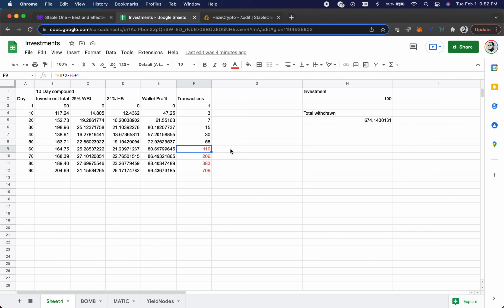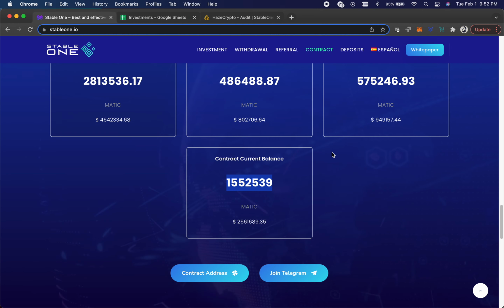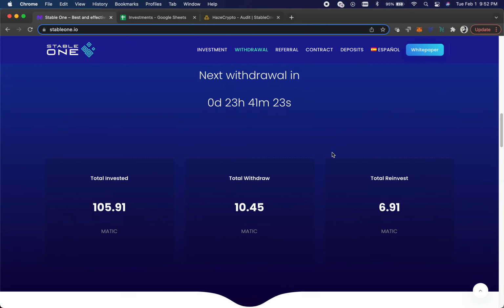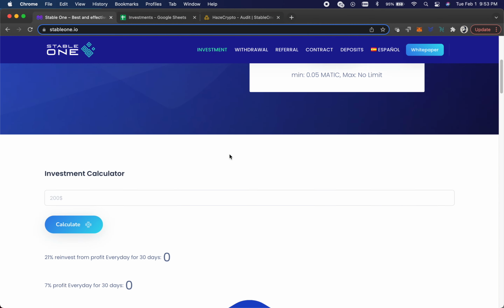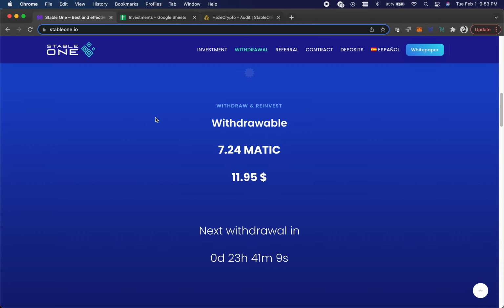This is going to be over 100 by day 60. So you're 2 months in, you've done that. By day 70, you're not going to be able to withdraw anymore. So yeah, that's kind of where it's at right now. Do I think it's a good investment? I'm kind of torn. I'm not sure what Stable One's going to do, if they're going to change that again. They've been changing it a lot lately.